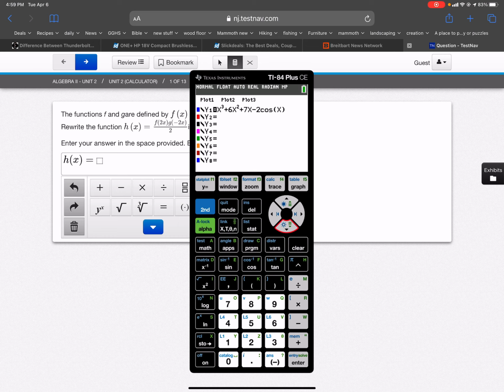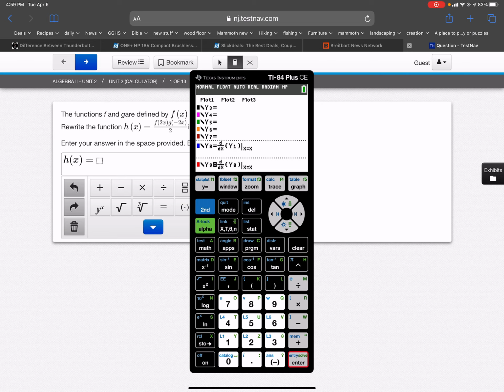Under y8, you should have the derivative of y1. And so we're going to put y1 here, and I want it for all values of x. But if I want the second derivative, I can take the derivative of y8, because y8 is the derivative. If I take the derivative of y8, that'll be the derivative of the derivative, which is the second derivative. So I'm going to graph y9.